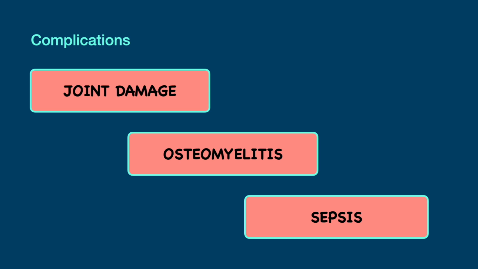Lastly, a systemic complication which can arise is sepsis itself. If the bacteria that are colonizing the joint space reach the bloodstream, this can lead to systemic sepsis.